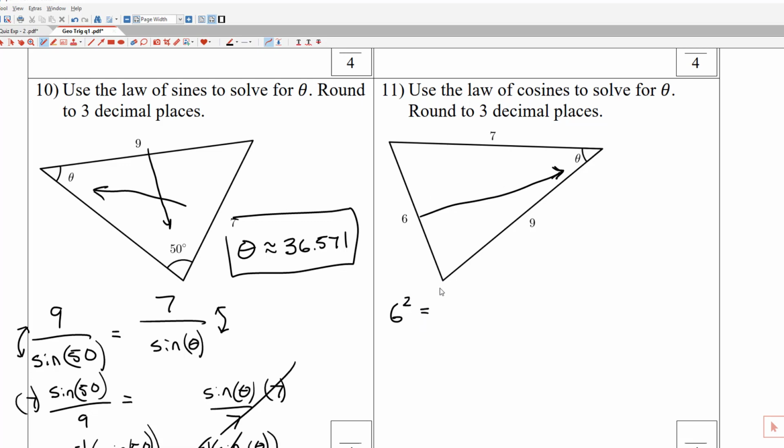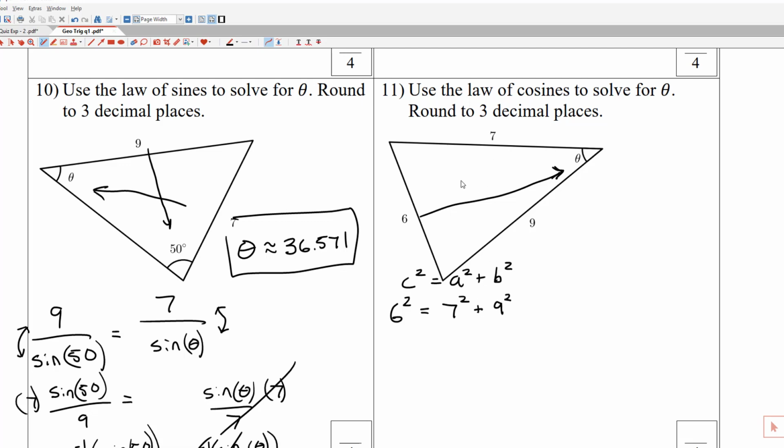And it's going to be equal to, it's basically Pythagorean theorem, guys. Look at this. It's c squared is equal to a squared plus b squared. That's essentially what the law of cosines is. It's going to be 7 squared plus 9 squared, but there's a problem.